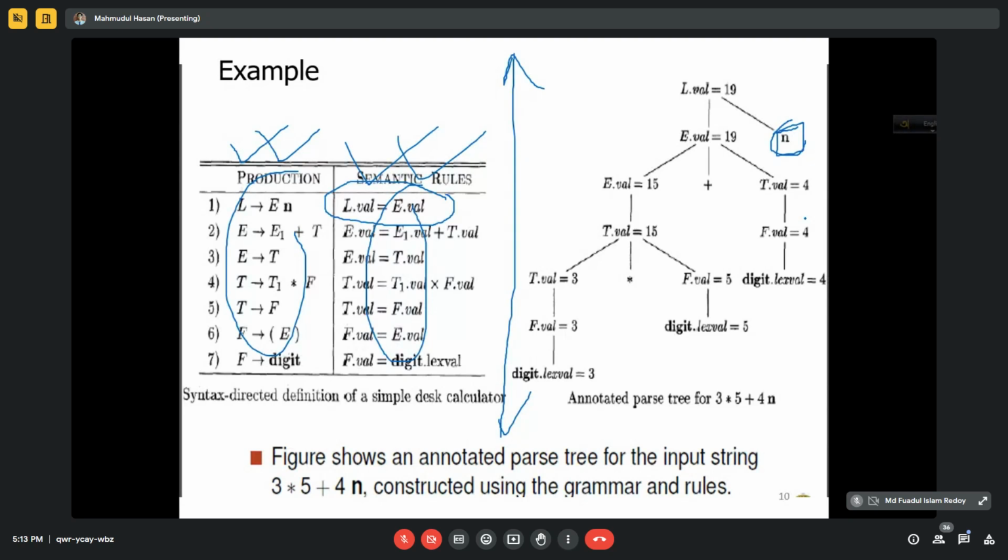Production and semantic rules will be given in the question, and you need to draw the annotated parse tree. So if you think about this annotated parse tree, all the attributes are synthesized attributes, is it? Yes, sir. That's why this parse tree is a little bit easy. But when there are synthesized attributes and inherited attributes both present in an annotated parse tree, that is a little bit complex. Okay.